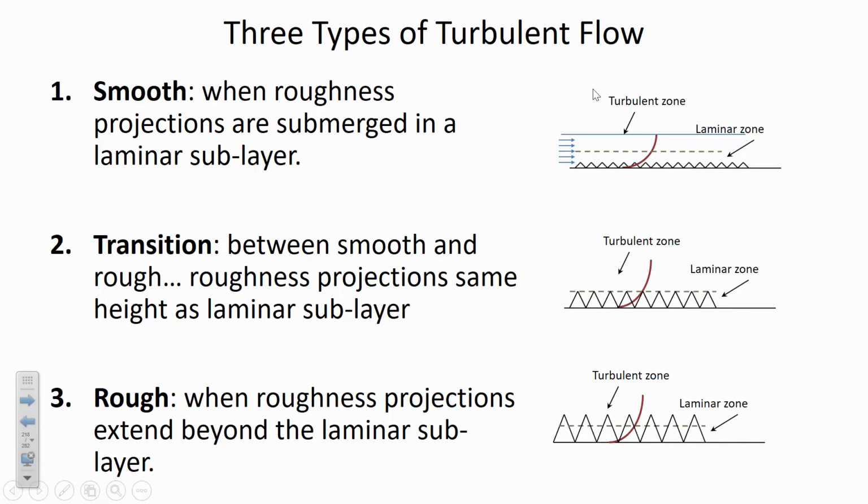So today we're talking about all the different ways to classify flow, whether it's laminar or turbulent, or whether it's uniform or non-uniform, steady or unsteady. Well, even within turbulent flow, there are subdivisions of smooth, transition, and rough. Does anybody have any questions about these subcategories?